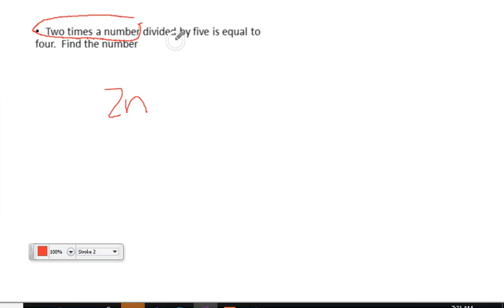So here we go. 2 times a number divided by 5 is equal to 4. So 2 times a number, oh, we know how to do that. That's easy. 2 times a number. We can do that. 2 times a number. Okay, divided by, we know what that looks like too. Divided by 5 is equal to 4. And then find the number.